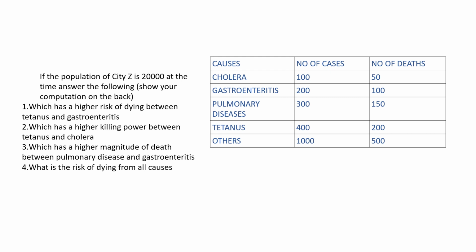And this one, for a population of CTZ that is 20,000 at the time, answer the following. Please show your computations as well. Which has a higher risk of dying between tetanus and gastroenteritis, which has a higher killing power between tetanus and cholera, which has a higher magnitude of death between pulmonary disease and gastroenteritis, and what is the risk of dying from all causes.